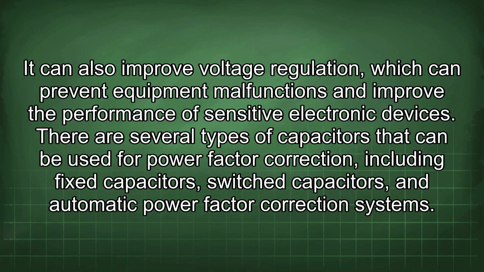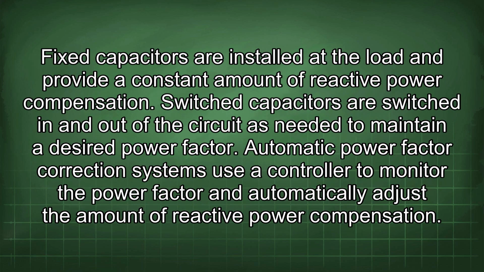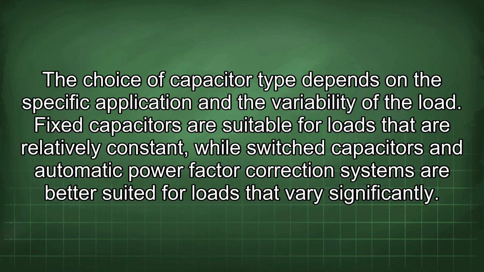There are several types of capacitors that can be used for power factor correction, including fixed capacitors, switched capacitors, and automatic power factor correction systems. Fixed capacitors are installed at the load and provide a constant amount of reactive power compensation. Switched capacitors are switched in and out of the circuit as needed to maintain the desired power factor. Automatic power factor correction systems use a controller to monitor the power factor and automatically adjust the amount of reactive power compensation.